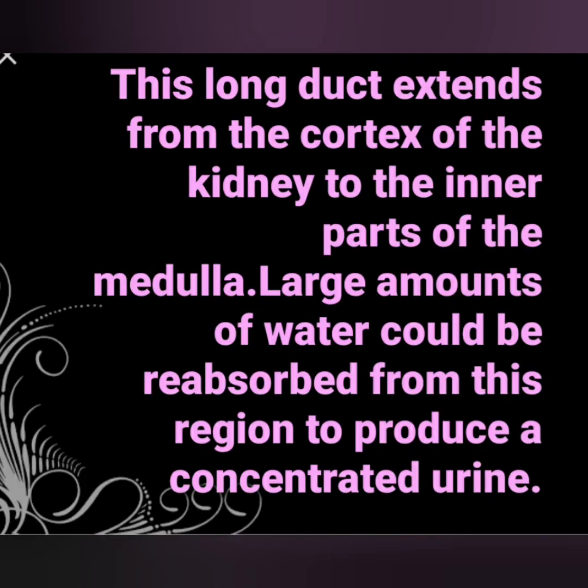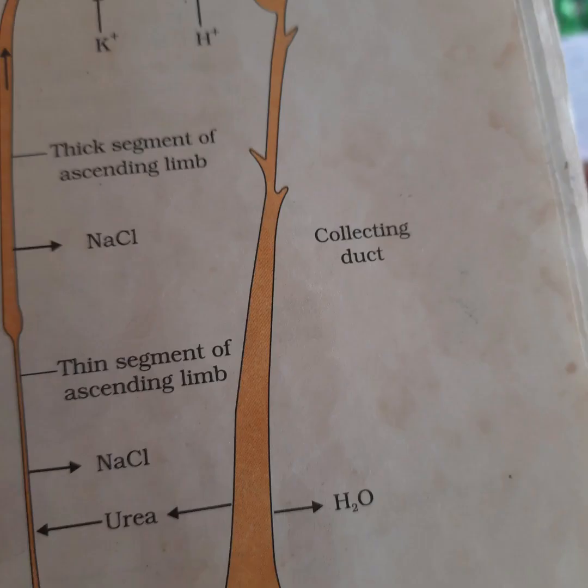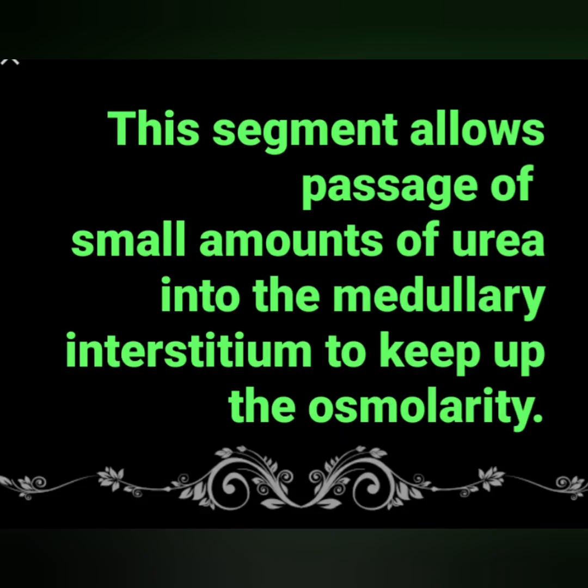This long duct extends from the cortex of the kidney to the inner parts of the medulla. Large amounts of water could be reabsorbed from this region to produce a concentrated urine. Here you can see the structure of the collecting duct, and there it is shown the passage of a small amount of urea into the medullary interstitium. So this segment allows passage of a small amount of urea into the medullary interstitium to keep up the osmolarity.